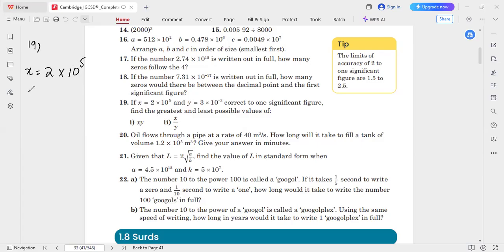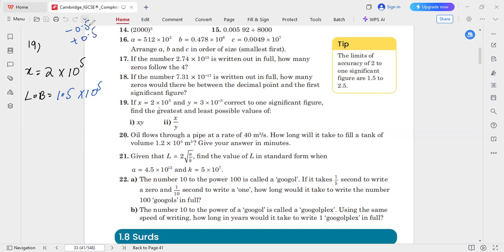If I write down the lower bound for this, it will be 1.5 times 10 raised to the power 5. I'm using 1.5 in this way because here we have this 2, and if we want to find the lower bound, I need to subtract 0.5 from this, and if I want to find the upper bound, I need to add 0.5 to this. So accordingly we will be dealing.